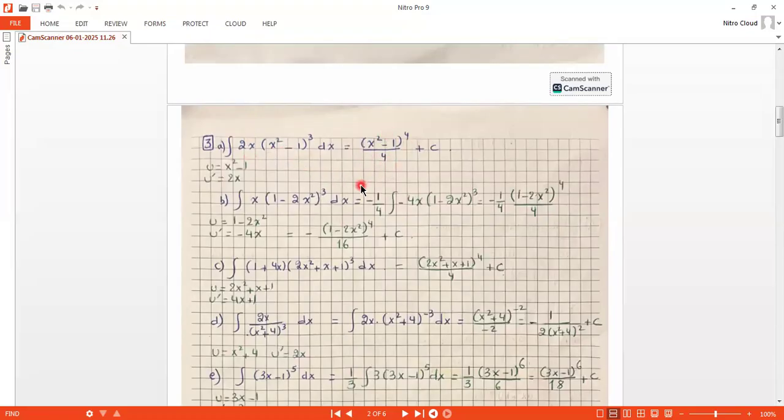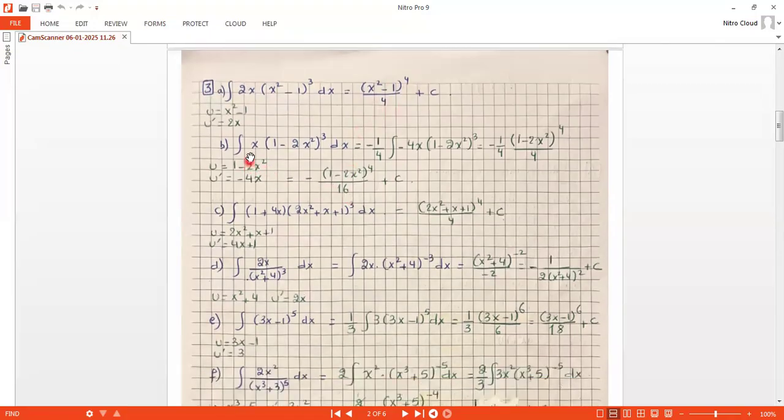Okay, but what if we don't have the derivative beside it? Like here we have 1 minus 2x squared. Its derivative is minus 4x. Okay, so do we have minus 4x? No, I can add minus 4. Pay attention, you can add constants, but you cannot add variables. You cannot add x, okay?